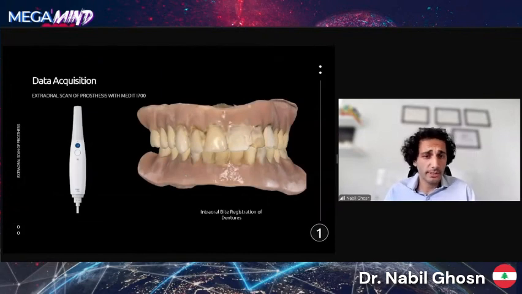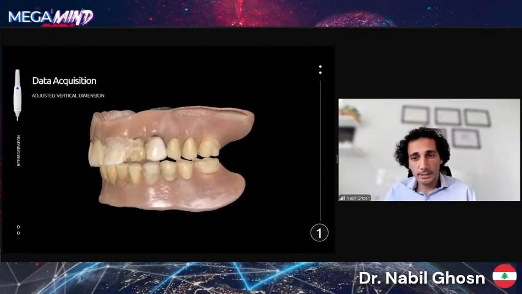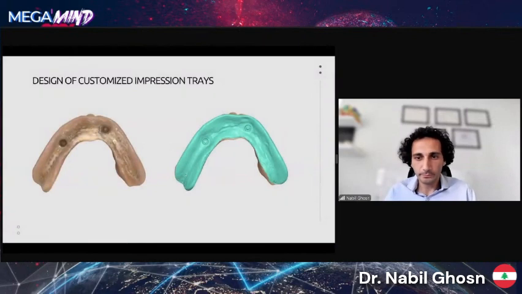With the presence of intraoral scanners, we decided to simplify the process by scanning the old dentures with the Medit i700 scanner. This is the regular occlusion scan with the initial vertical dimension of the patient. And this is the new bite registration, where we opened a little bit the vertical dimension and registered a new bite scan, so with the corrected vertical dimension.